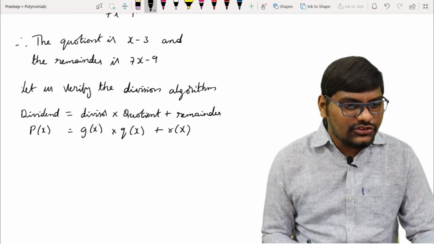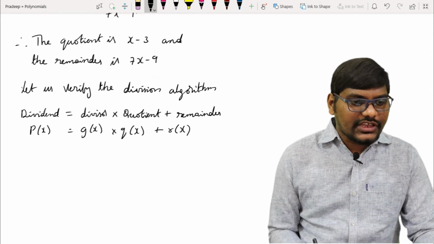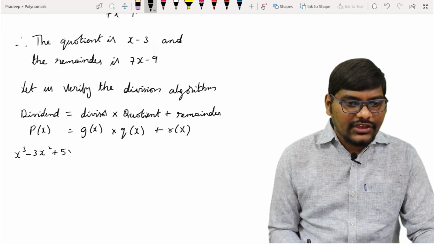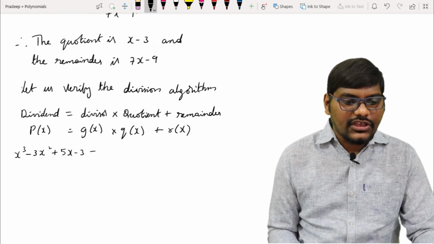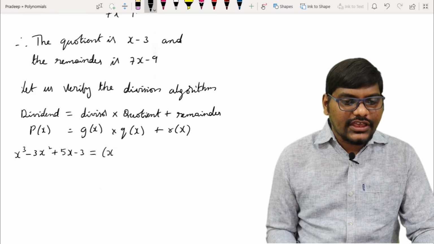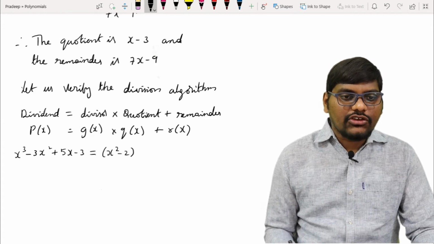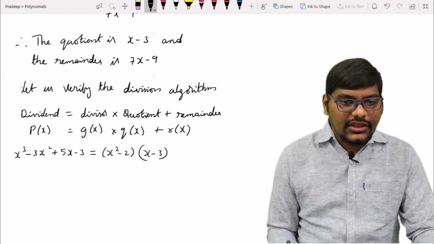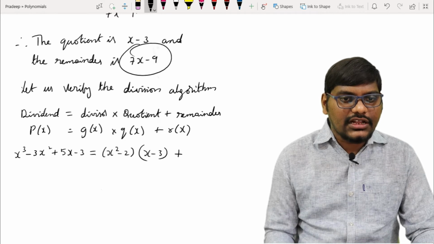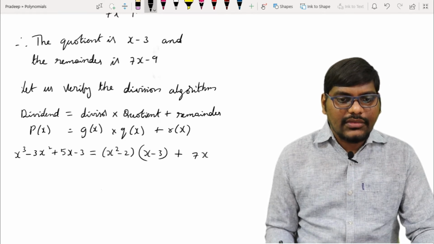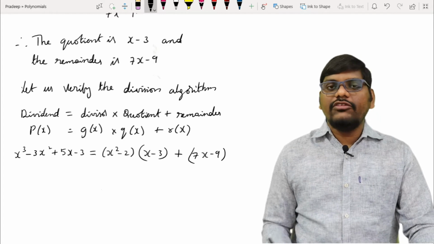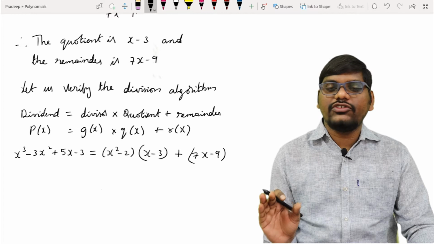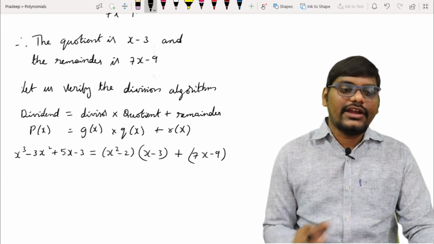So let's substitute the values. What is p of x? P of x is given, that is x cube minus 3x square plus 5x minus 3. And g of x is also given, that is x square minus 2, where q of x we got, that is x minus 3. And plus remainder, that also we got, 7x minus 9. We'll solve this left hand side value. When we solve it, we should get exactly the right hand side value.